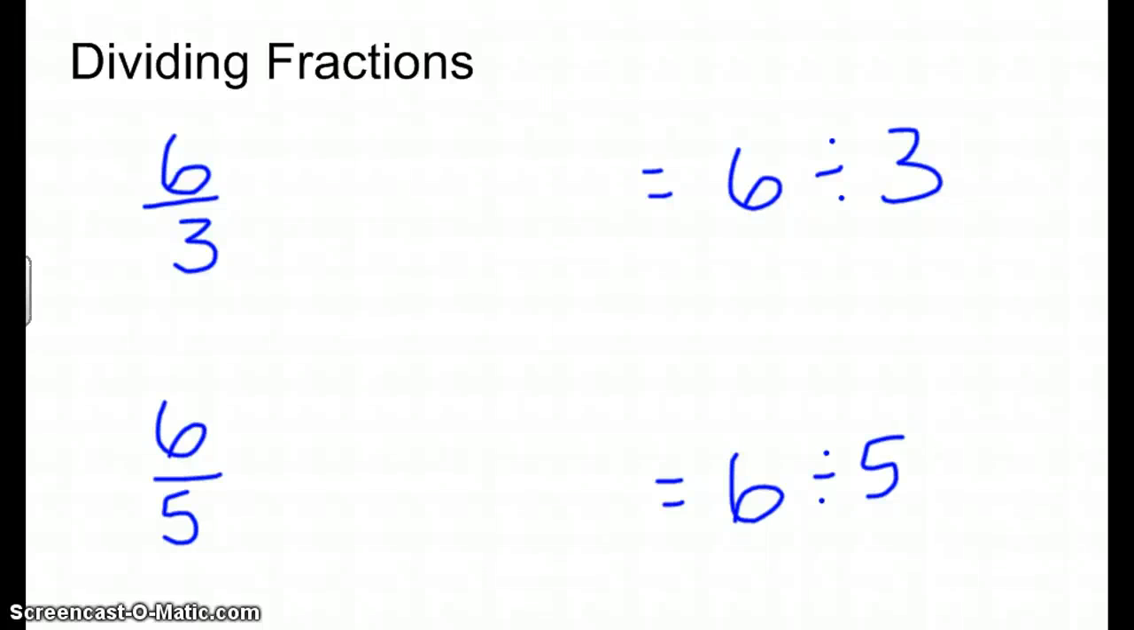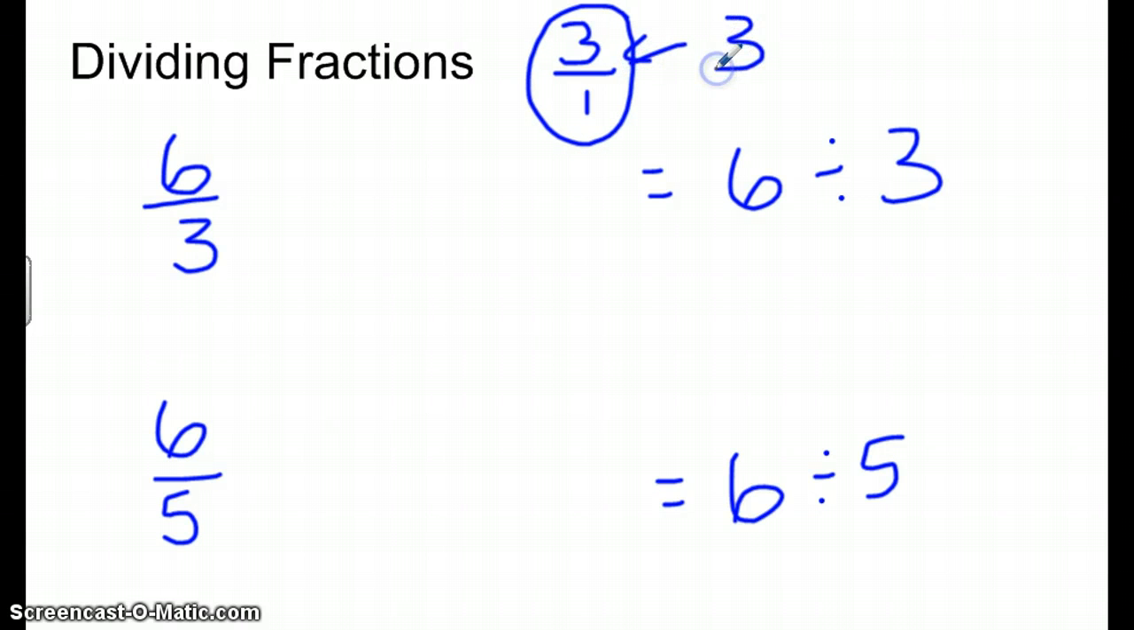Before we start talking about dividing fractions, I want to talk about a few concepts that we should already understand. We already know that if I have a whole number and I put it over the number 1, then that is the same as the whole number, because this really says 3 divided by 1 is 3. So fractions are division problems.